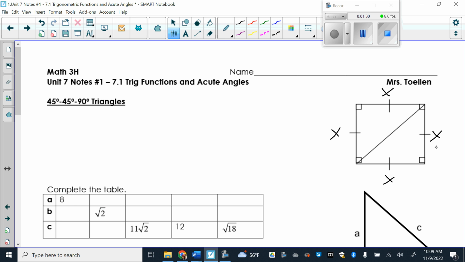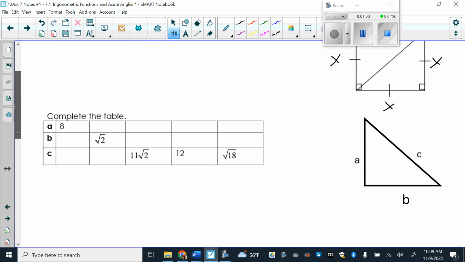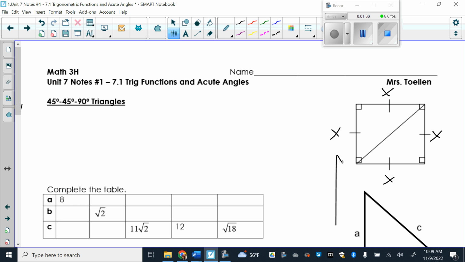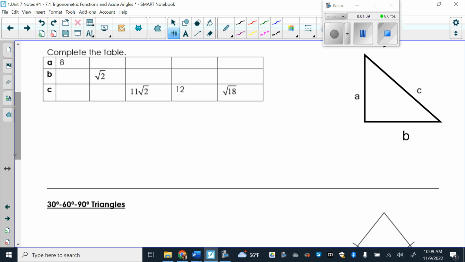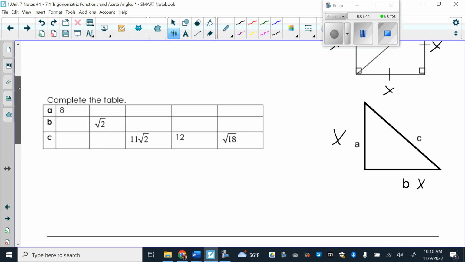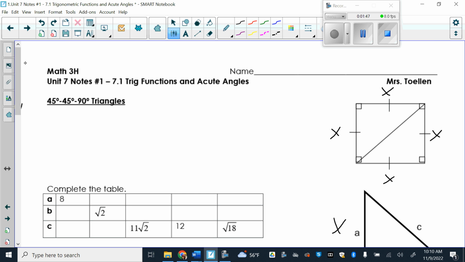So in a 45, 45, 90 right triangle, whatever is opposite the 45-degree angles will be the same. Now we just need to figure out what the hypotenuse is going to be. Well, luckily, this is a right triangle, so we could always fall back on the Pythagorean theorem. So, using the Pythagorean theorem, a squared plus b squared is equal to our hypotenuse squared. Since a and b are both x, we get x squared plus x squared equals c squared.